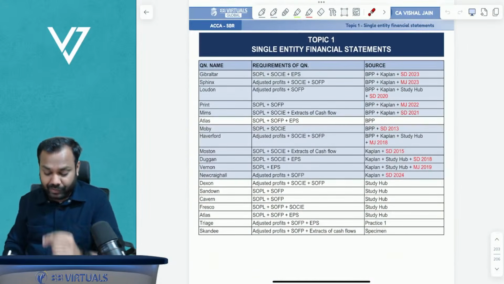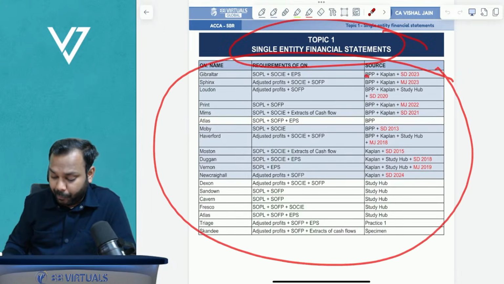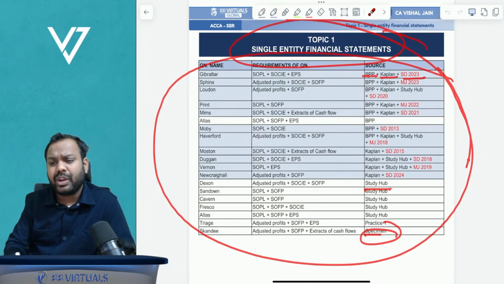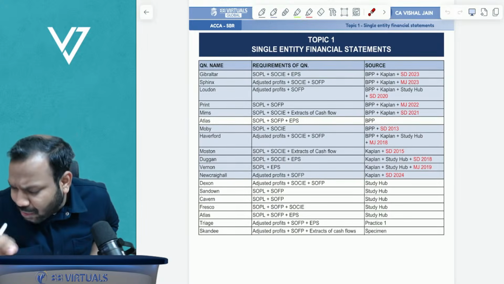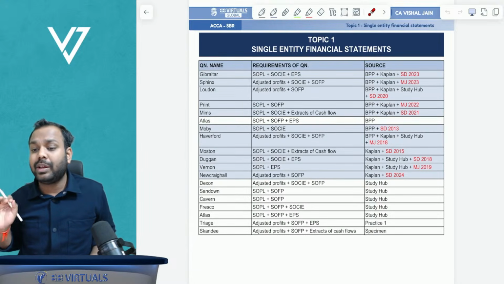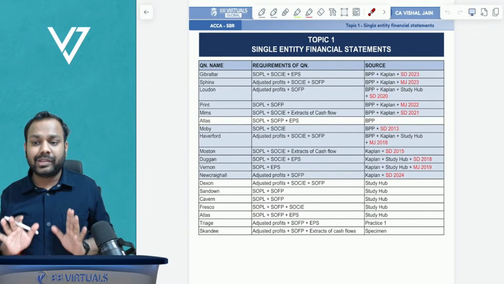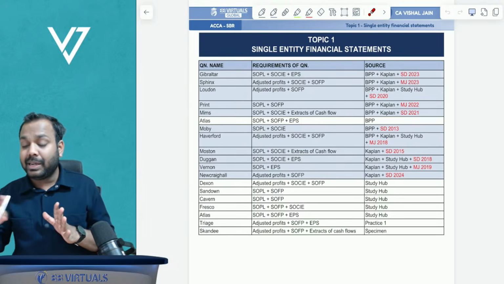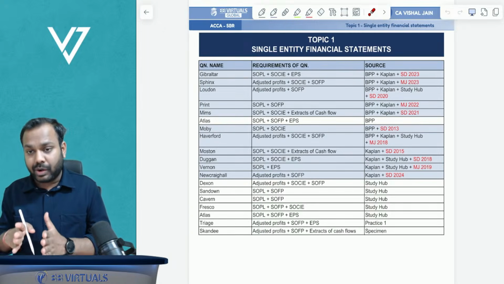Then for individual questions, I have done the analysis of all the questions of BPP, Kaplan, past papers, practice papers, Study Hub, specimen papers, everywhere. So basically, I can say you can't find even a single question outside this book. All the questions which are available for ACCFR are there in this book. So you are not required to refer multiple sources. You have to refer only this source.